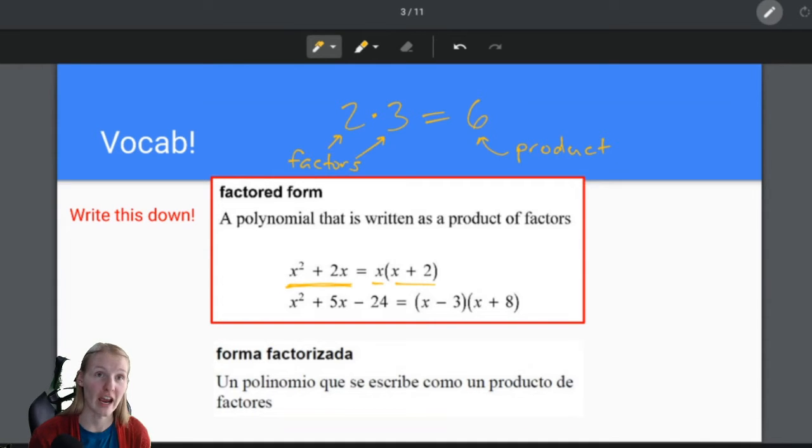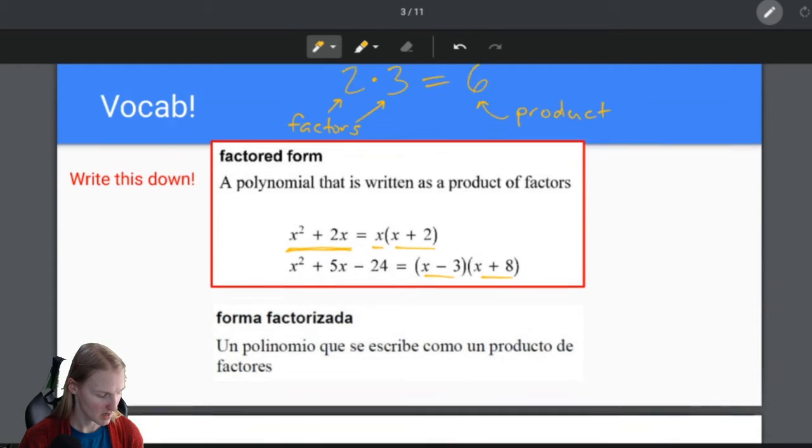So, when we say factored form, we basically mean it should have parentheses in it. Your terms or your binomials will be inside of parentheses, and you multiply binomials, trinomials, polynomials. Multiplying polynomials together, those are your factors.